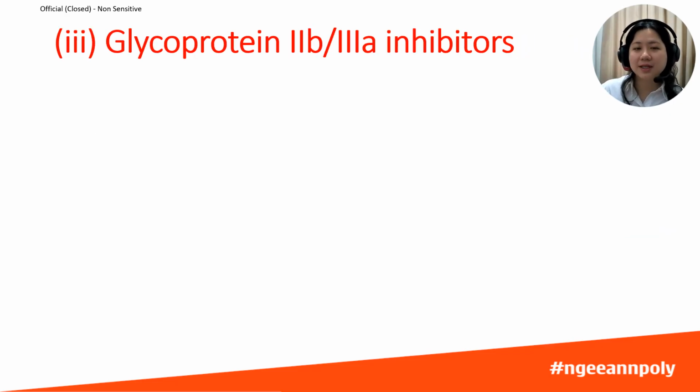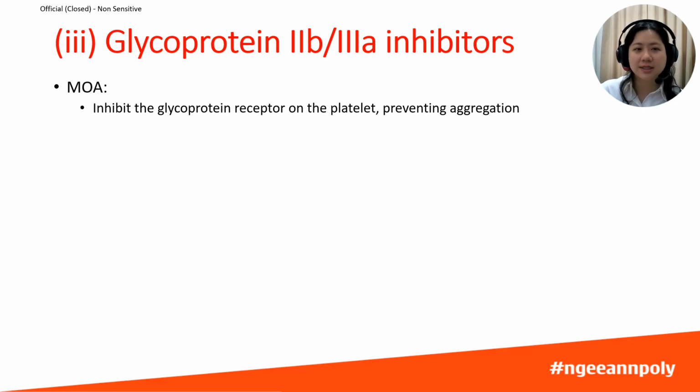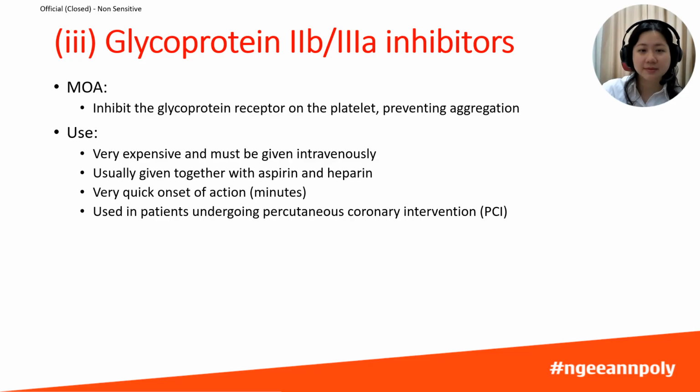Our last class of antiplatelets is the glycoprotein 2B3A inhibitors. Platelet aggregation is mediated by this glycoprotein 2B3A receptor. So these drugs inhibit the glycoprotein receptor on the platelet, thus preventing aggregation of the platelets. Glycoprotein 2B3A inhibitors are very expensive and must be given intravenously. They are usually given together with aspirin and heparin, and they have a very quick onset of action within minutes.